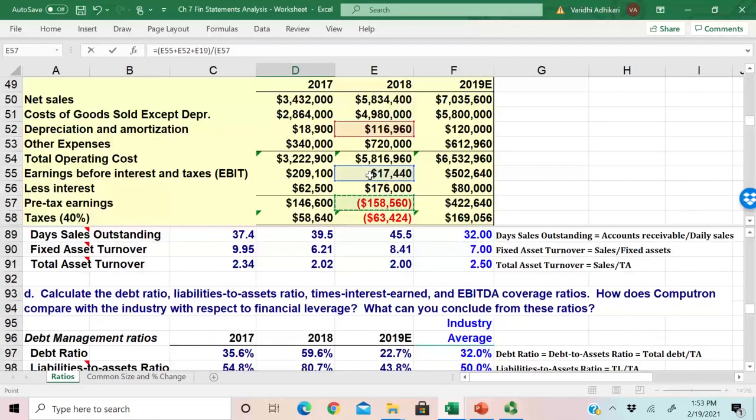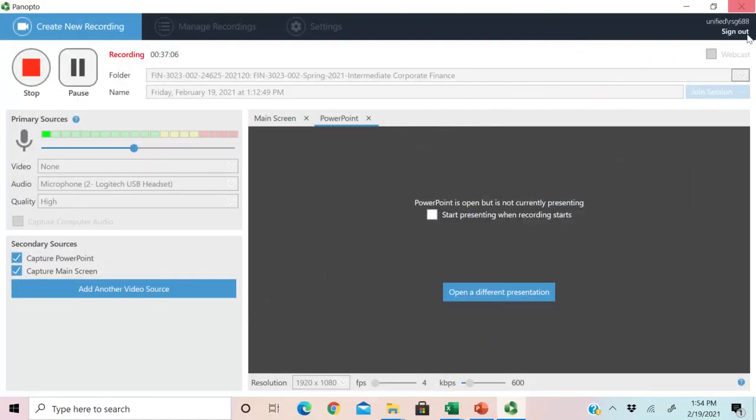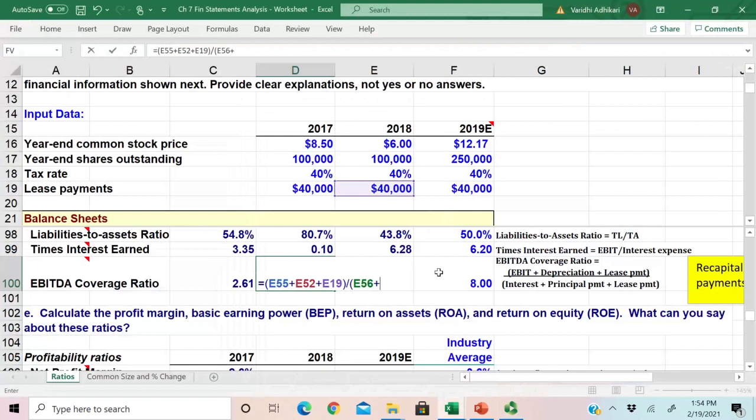That includes interest, all right, then plus principal payment. Okay, I checked, the principal payment is not given as a separate item, so we're going to assume it's nothing. We don't know. Okay, so after principal payment, add the lease payment. So interest plus lease payment. So lease payment is given. We added the lease payment up there, so which is also E19.